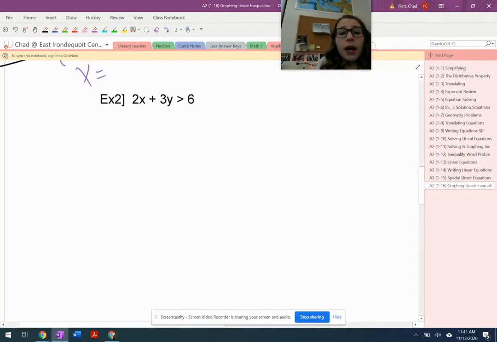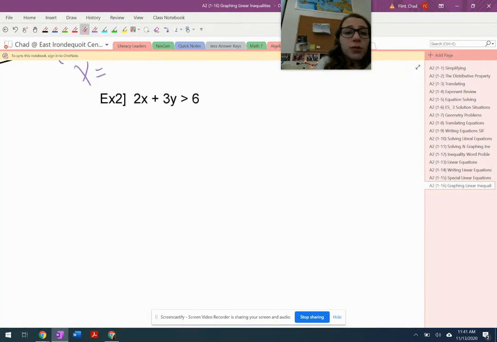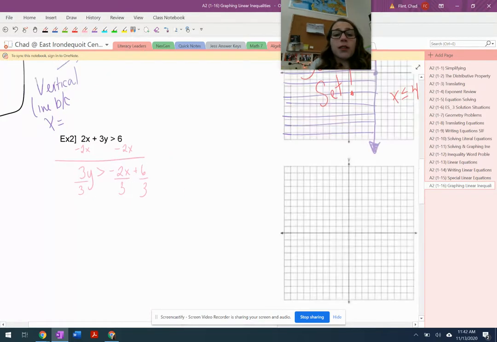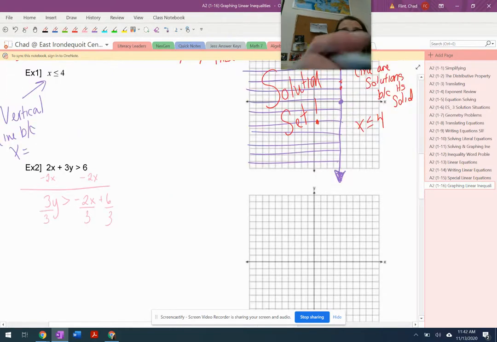So in order to get y by itself, I am going to go ahead and subtract 2x to both sides. 3y is greater than negative 2x plus 6. Divide all pieces by 3. And remember, when you multiply or divide by a negative, you need to flip that inequality. Let's make a note of that right in here.